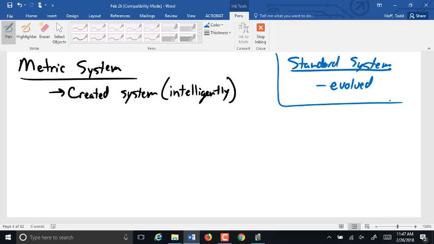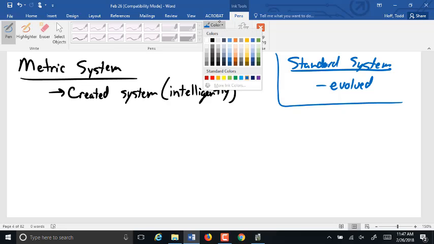And that's why we have things like 12 inches in a foot and 3 feet in a yard, or 16 ounces in a pound and 2,000 pounds in a ton. Because those units were never intended to be used together. They each individually were developed to fill a need, and later they were adjusted and put together to make a measuring system. And that's why it's so awkward.